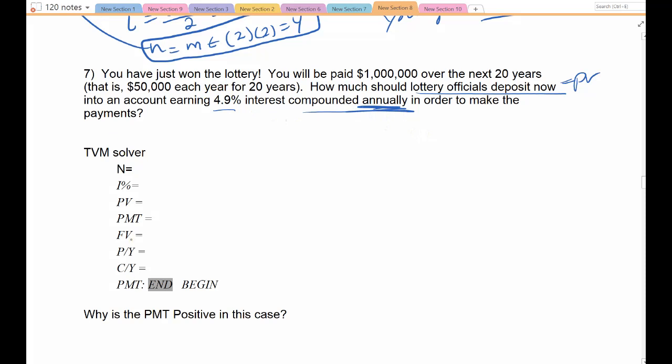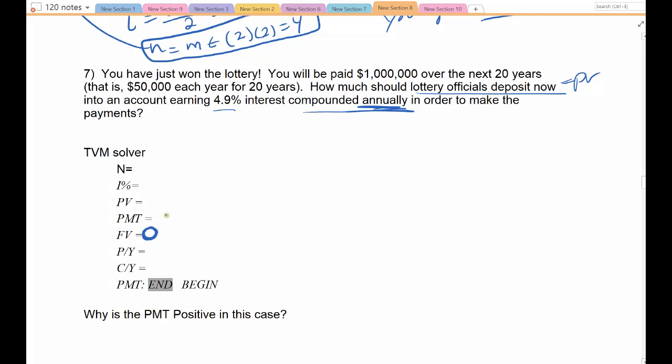All right, so then the TVM Solver, so just carefully plug it in. It's set up similar to what we did before, except now at the end of time, at the end of the 20-year period, you would have pulled out all of the money. And so what you've got to remember is future value is 0 in these cases. At the end of 20 years, you've taken all $1 million, and there's nothing left in there for you at the end of 20 years. So future value is 0.